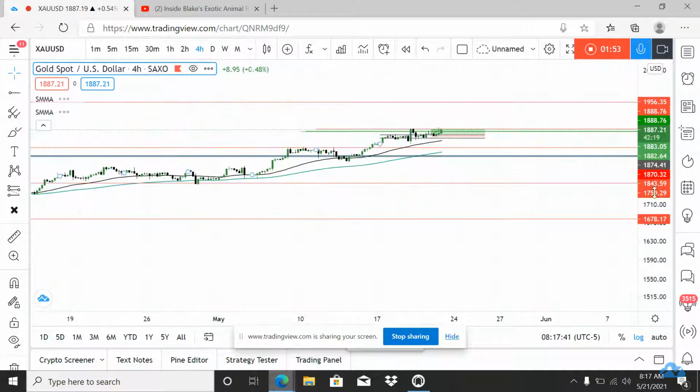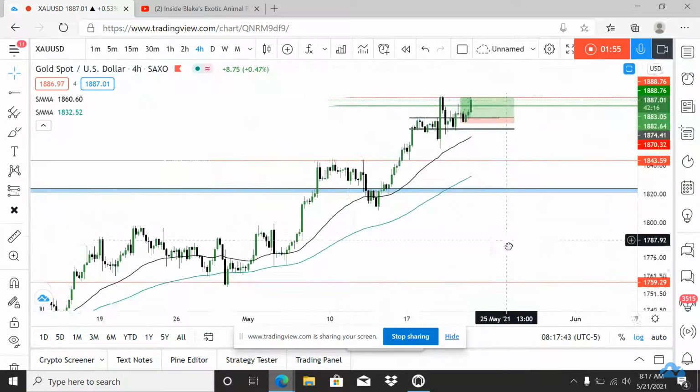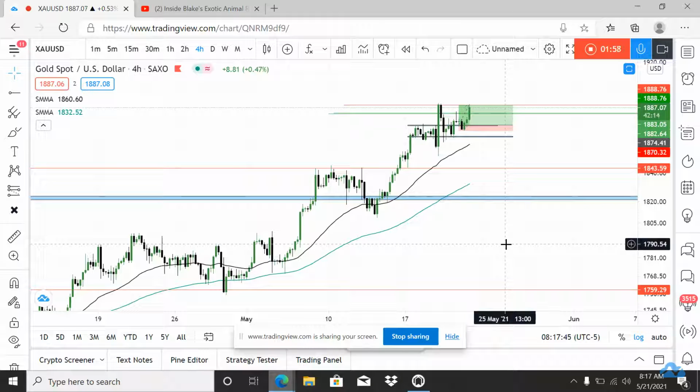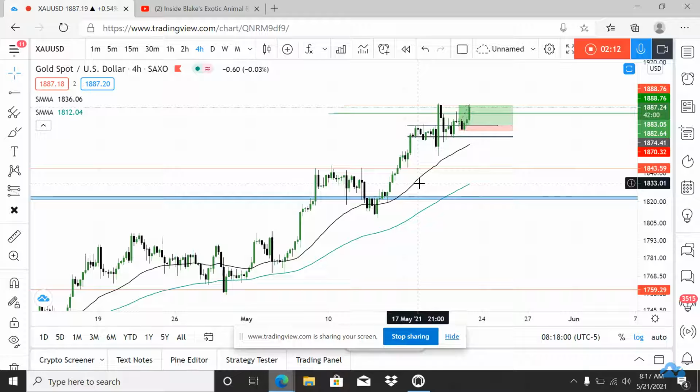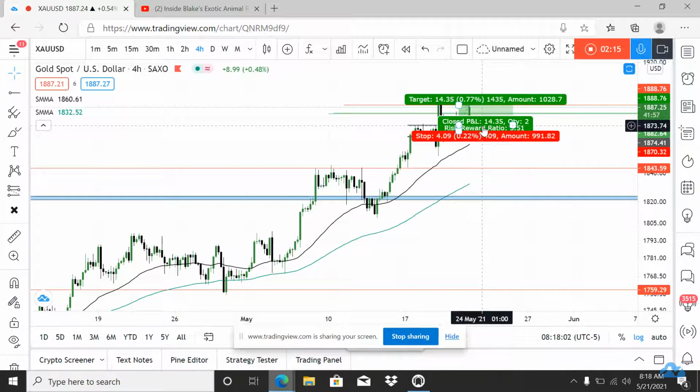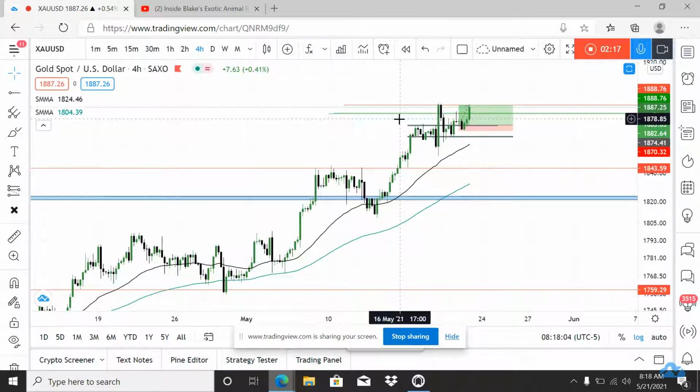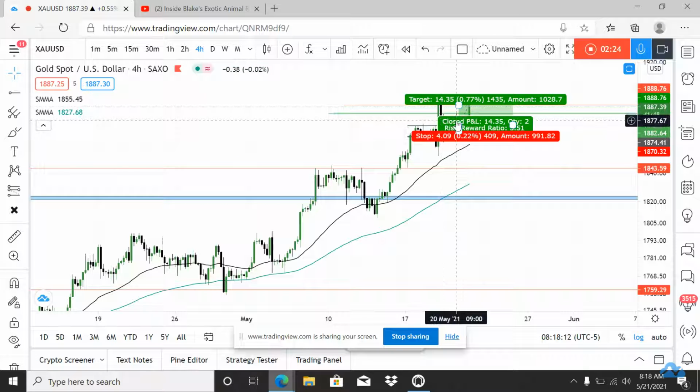So on the 4 hour, I can tell you my entries real quick. So for gold, my entry was 1878.49. So around here was what my entry was at.